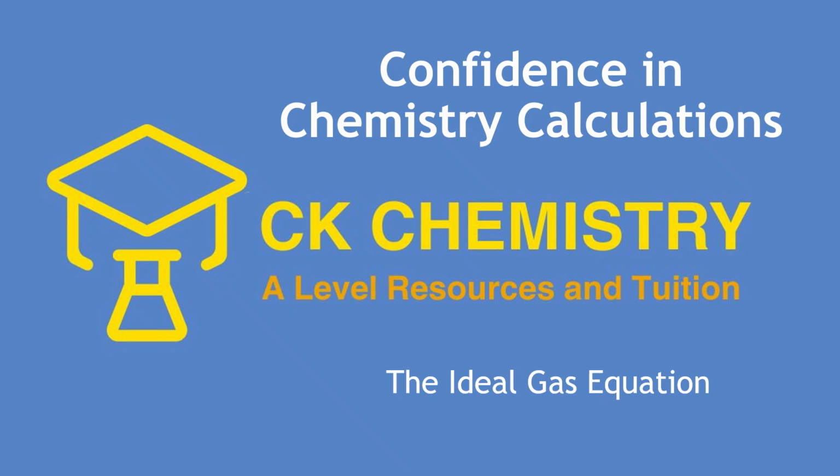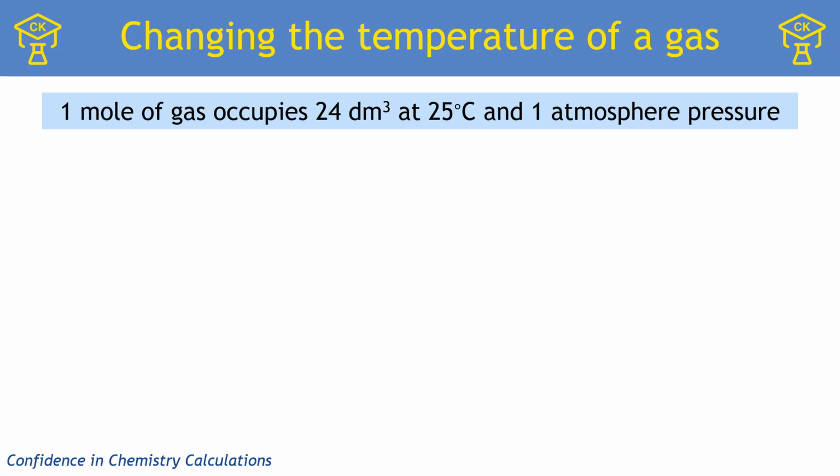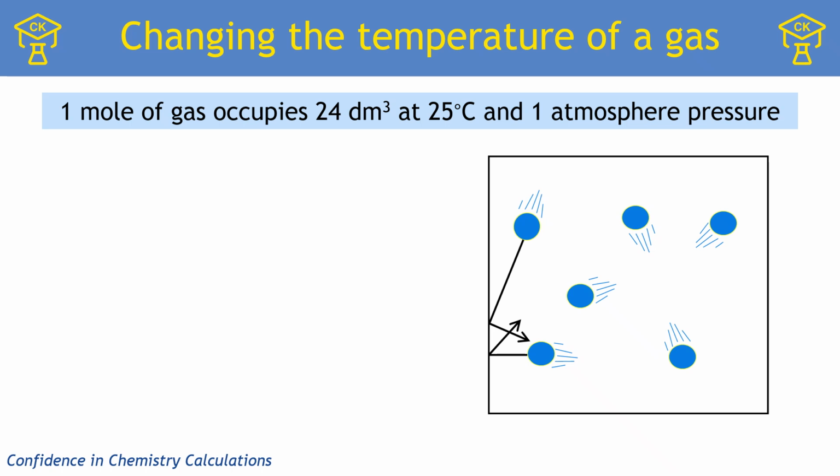In this video, we're going to introduce the ideal gas equation. So we've seen previously that 1 mole of any gas occupies 24 decimeter cubed under standard conditions of 25 degrees Celsius and 1 atmosphere pressure. But what happens if we increase the temperature of a gas?